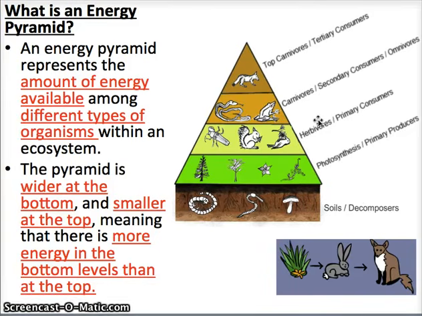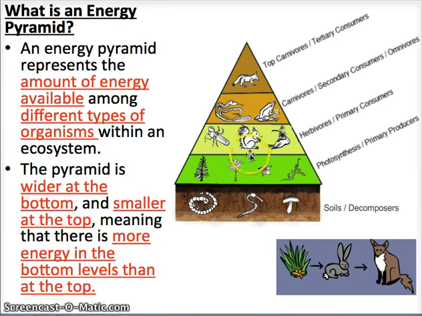Now, let's talk about what an energy pyramid is. An energy pyramid is a representation. It's a model, and what it does is it represents the amount of energy that's available to different types of living things in an ecosystem. So pretend we have a food chain here. A food chain just shows the relationships between different animals, and then if you were to take this food chain and put it in a food pyramid, not only would you understand the relationship between these animals, you would also understand how much energy is available for each of these living things here.